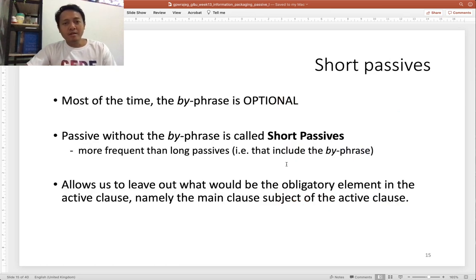Most of the time, the by phrase is optional, and a passive sentence without the by phrase is called a short passive. A short passive is, according to the book, more frequent than a long passive. A long passive is the one that includes the by phrase explicitly. And why is it optional? Because it allows us to leave out what would be the obligatory element in the active clause, namely the subject of the active clause.